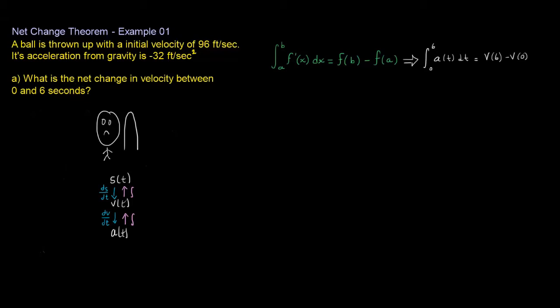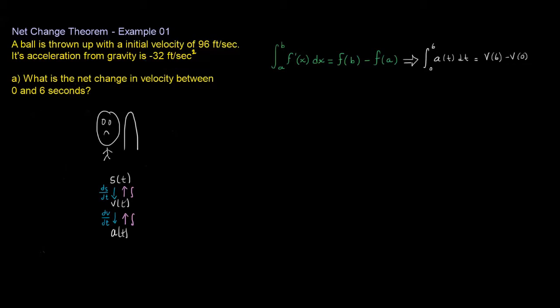Now, let's put it in the context of this problem. What is a of t? Well, we have this information. It says the acceleration from gravity is negative 32 feet per second squared. So we can consider that the acceleration is actually constant, which stands for negative 32 feet per second squared.